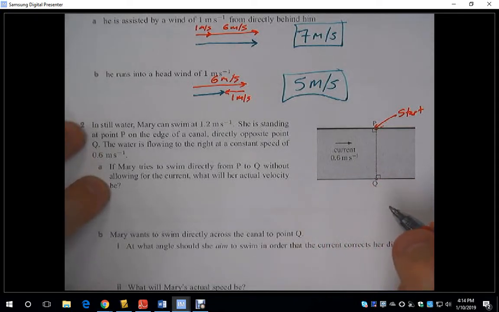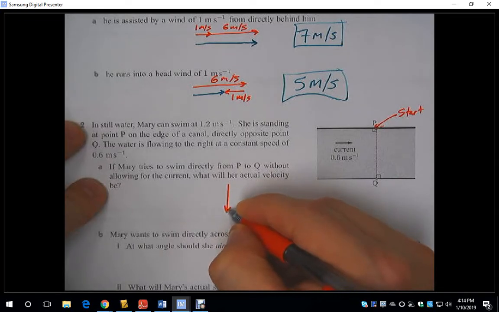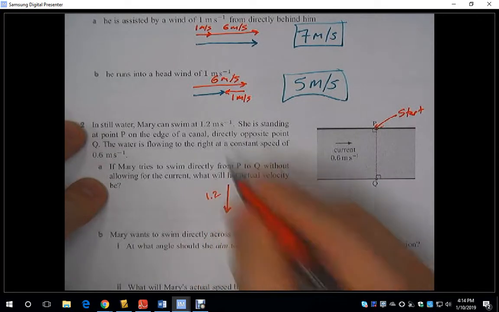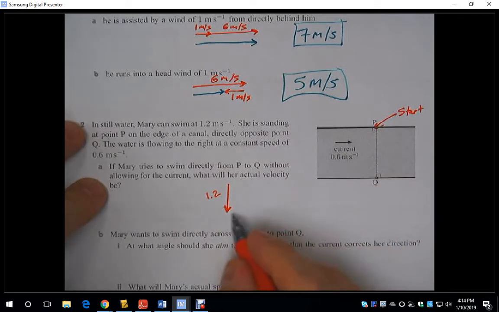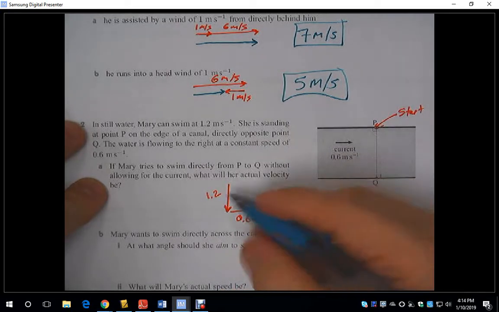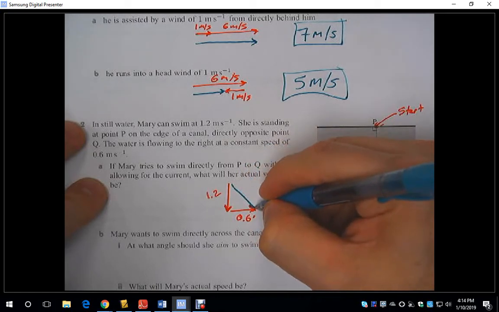If Mary tries to swim directly from P to Q without allowing for the current, what will her actual velocity be? So she thinks she is swimming across the river at 1.2 meters per second. And then we have the current of 0.6 meters per second. And then our resultant, when we add both of those vectors together, we end up with this resultant vector here.